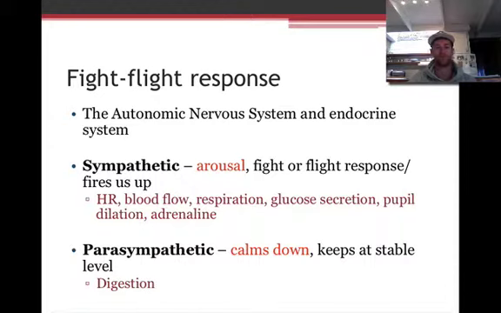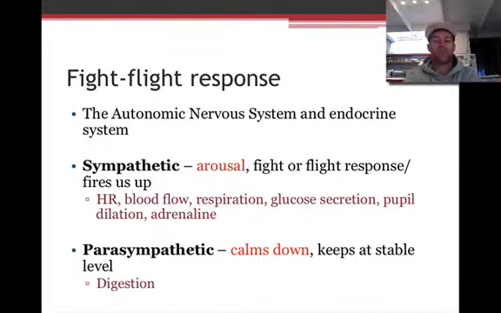Basically, the fight-flight response, as you need to know it in the short term, so the immediate fight-flight response, is from the autonomic nervous system and the endocrine system. The sympathetic nervous system inspires arousal in the body. Okay? Heart rate, blood flow, respiration, glucose levels, pupil dilation, and adrenaline all increase. Okay? So you're ready to fight, you're ready to flight.